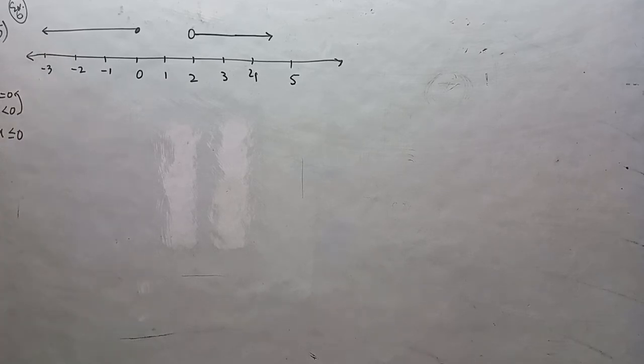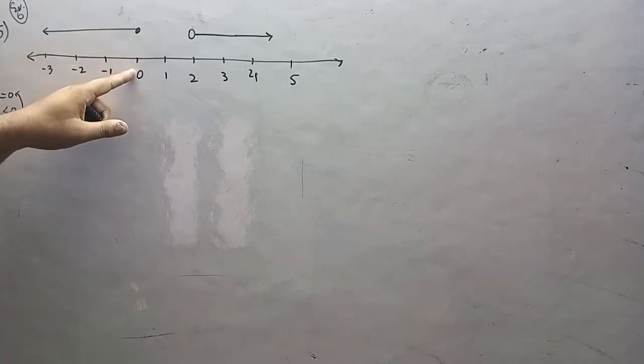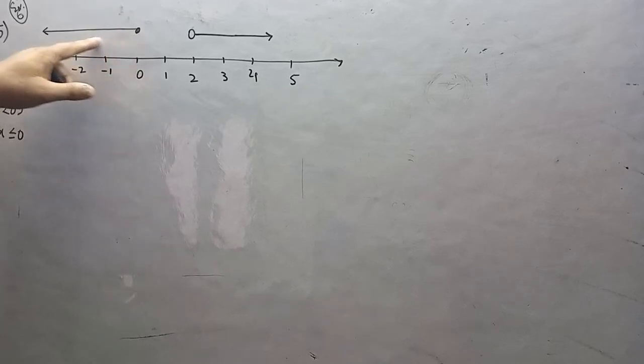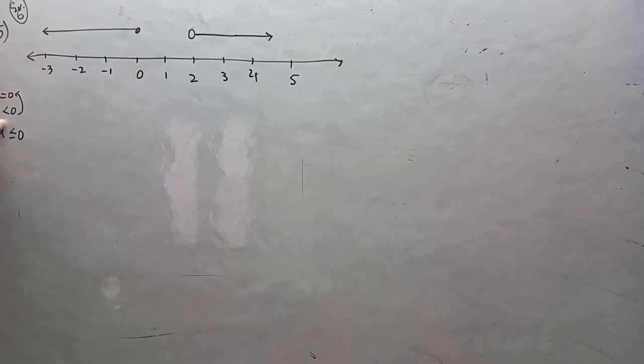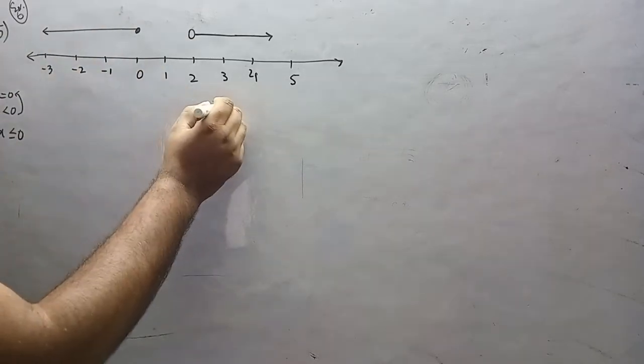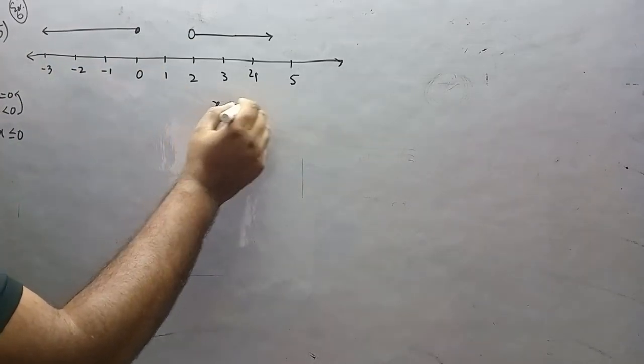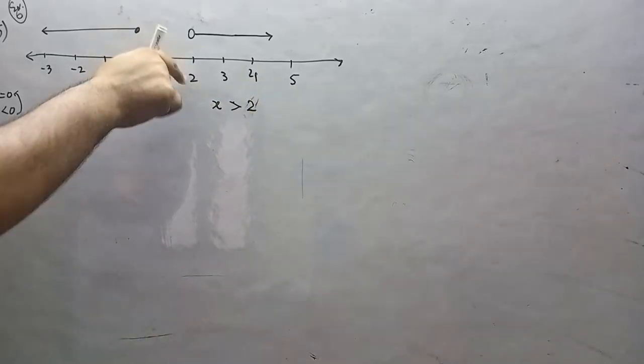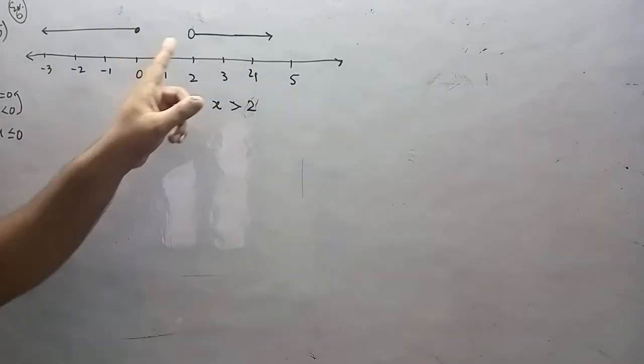Is that clear? Combining these two, first x is equal to 0. This is the dark circle here, shaded circle. Next, it goes on like this. So x is less than 0. And here you can see x is greater than 0. X is what? Greater than 0. Sorry, greater than 2. Not 2. 2 is not included. You got it?